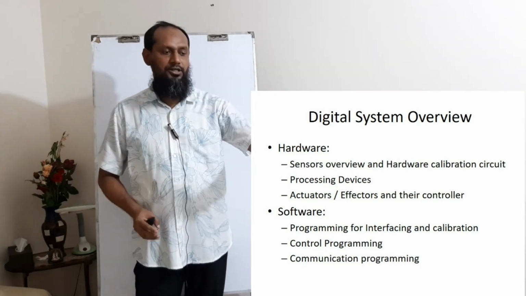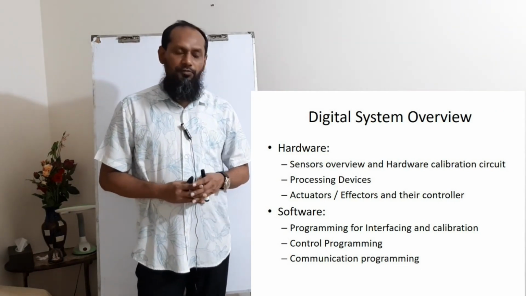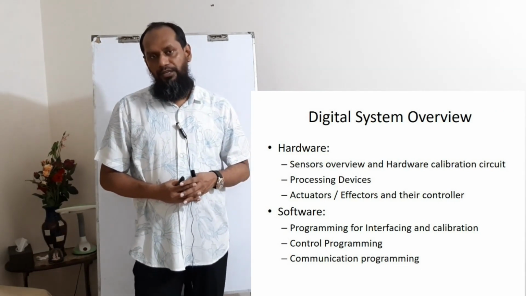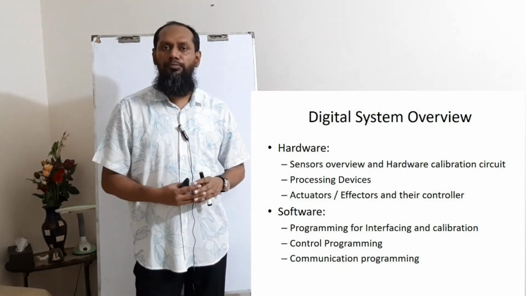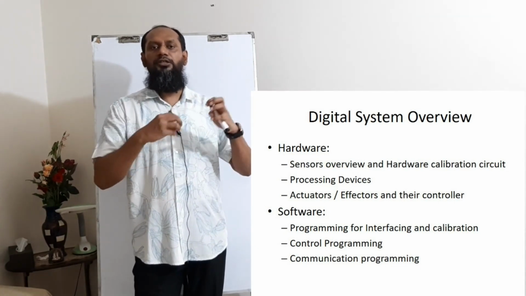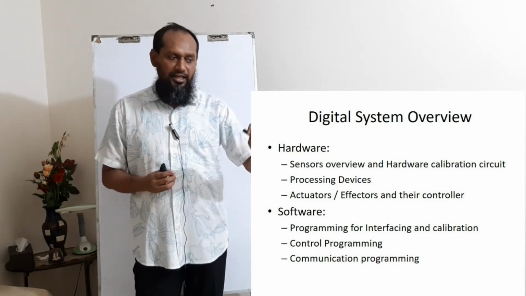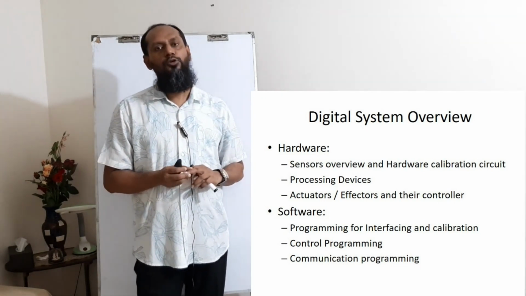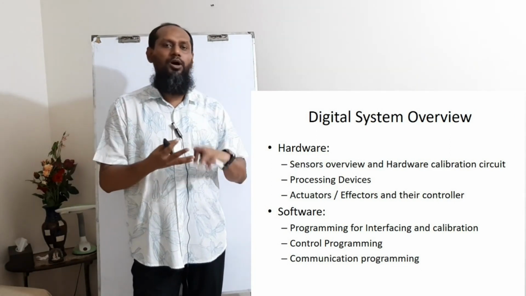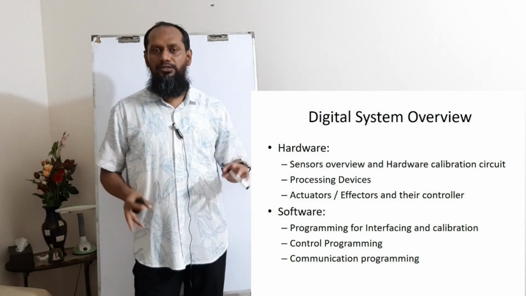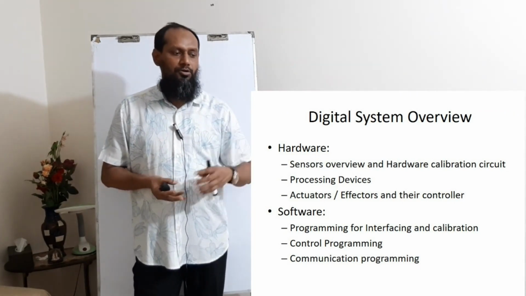So in the hardware section, we are going to discuss this, and in the software section, programming for interfacing and calibration: how to interface, how to calibrate, how to understand the environment. We are going to discuss this kind of algorithm or programming, and then control programming. Control programming is very simple. You know the if else, while do loop, case structure. By using only these few structures and some functions, you'll be able to make the control program.